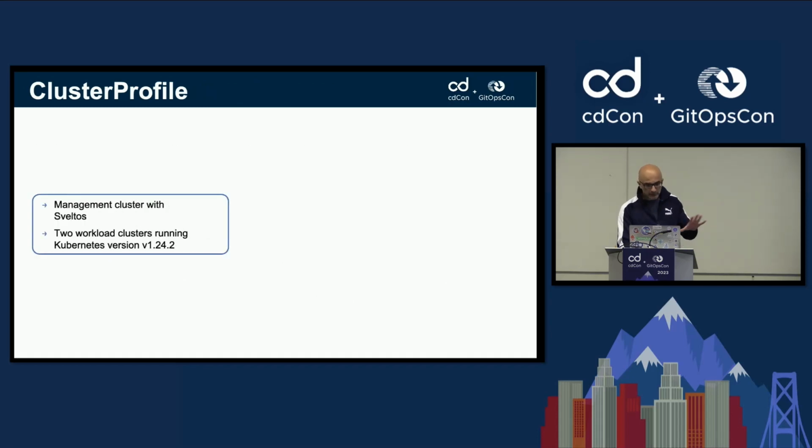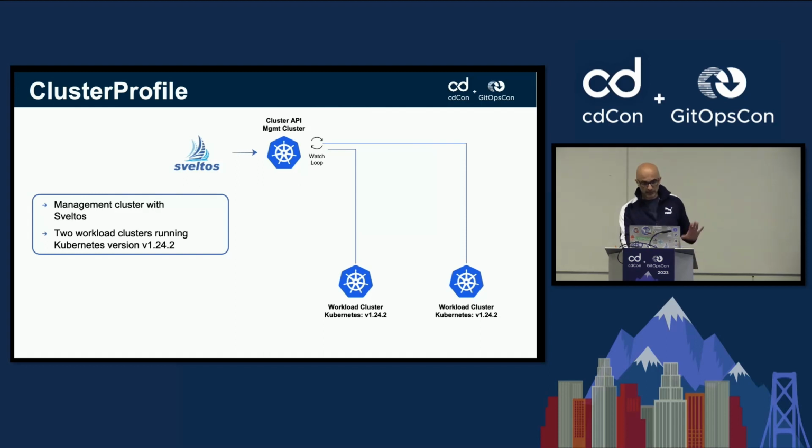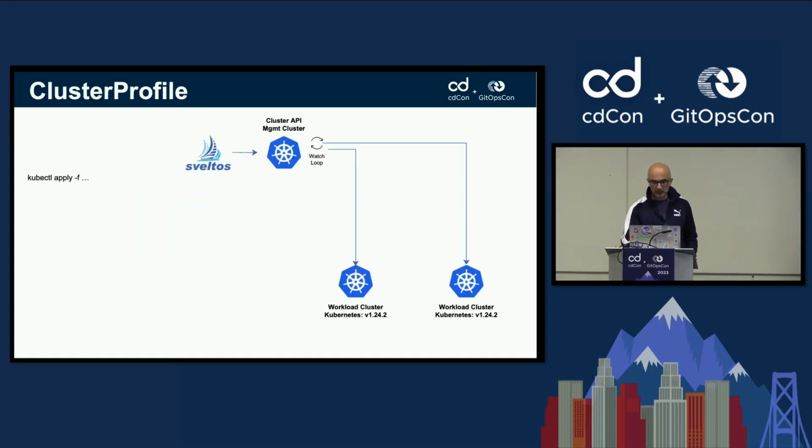Now, Sveltos has other features, but the main topic of this presentation was how to use the cluster runtime state to decide which add-ons to deploy on which clusters. And so I'll go back to the example that we had before. We have the management cluster with Sveltos, and we had 2 managed clusters. And those 2 managed clusters are running Kubernetes version 1.24.2.